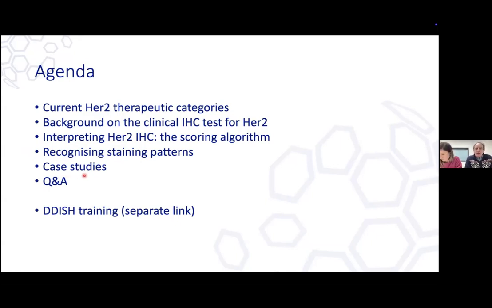Anna is organizing a polling question. You will need to be quick with the answers, and then we'll have 15 minutes for question and answer at the end. And then, as Anne said, following this session, there will be a training on DDISH immediately after, and we'll send you the separate link if you don't have it.